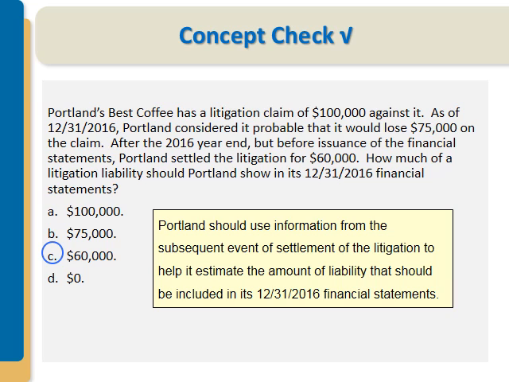Portland should use the information from the subsequent event of settlement of the litigation to help it estimate the amount of liability that should be included in its 12/31/16 financial statements.